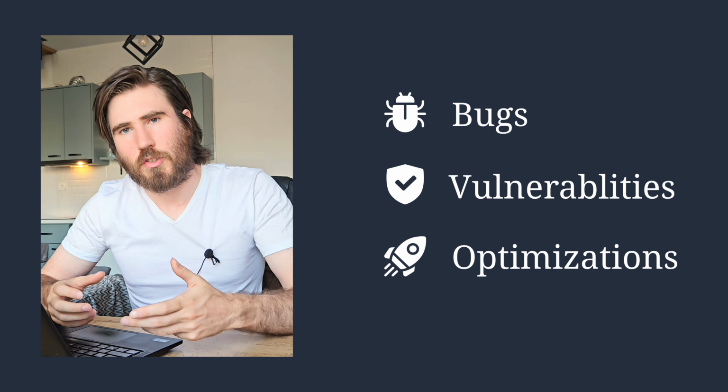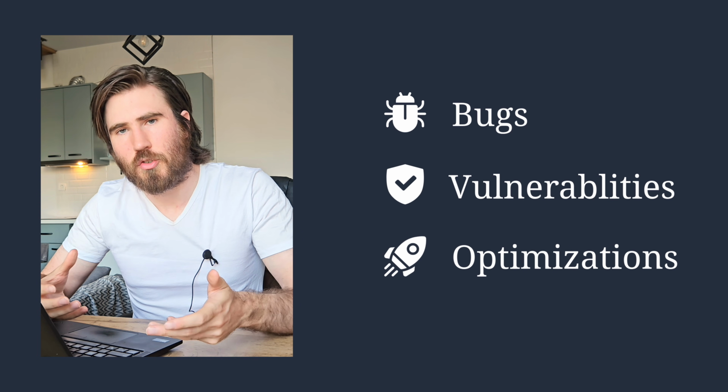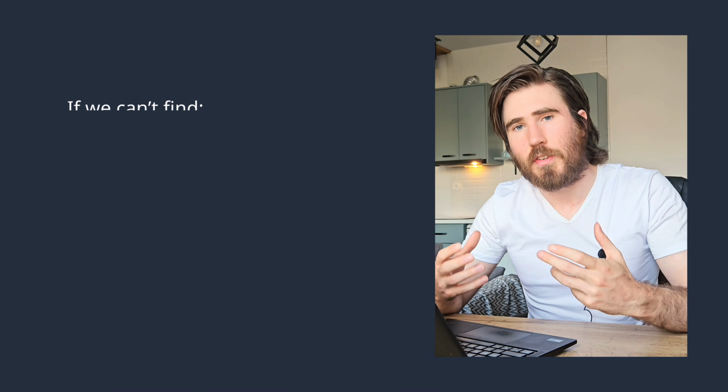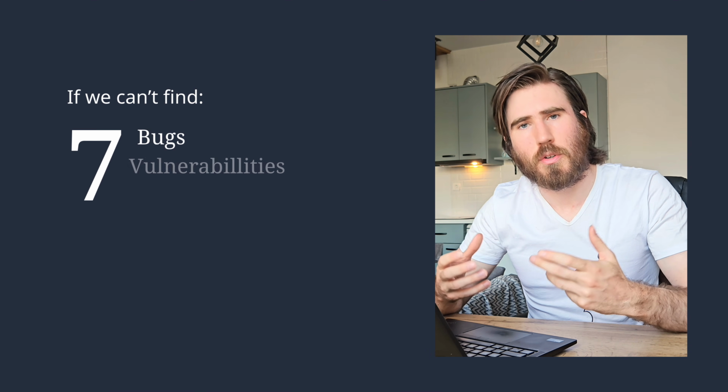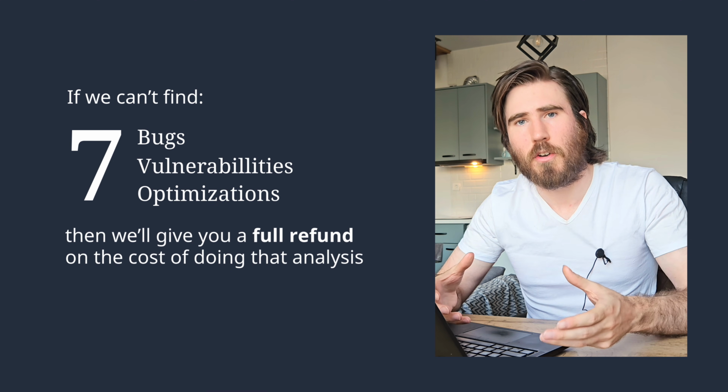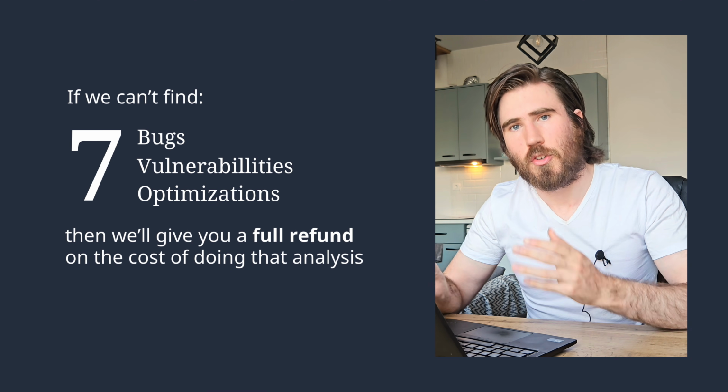So we are really good at finding bugs, security vulnerabilities, and optimizations in code. And one of the ways we try to demonstrate that is by giving a very clear risk reversal guarantee on our service. Essentially, if we can't find 7 bugs, security vulnerabilities, or major optimizations in your code base, we'll give you a full refund on the cost of getting us to sit down and do that analysis.